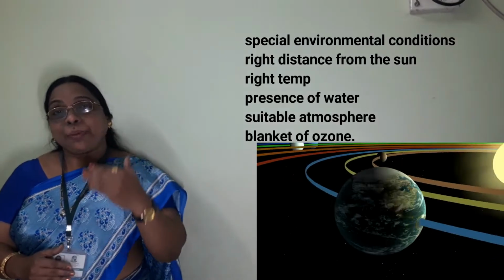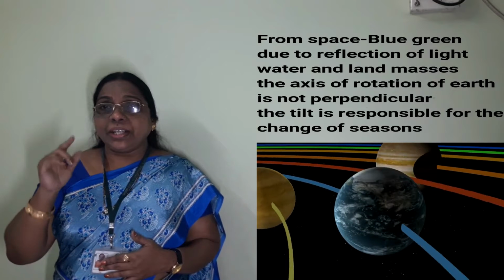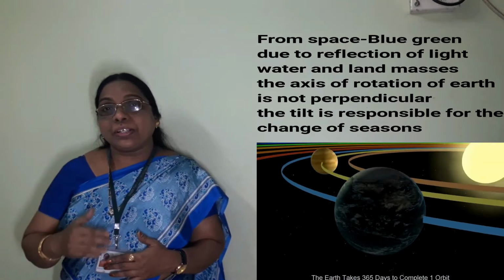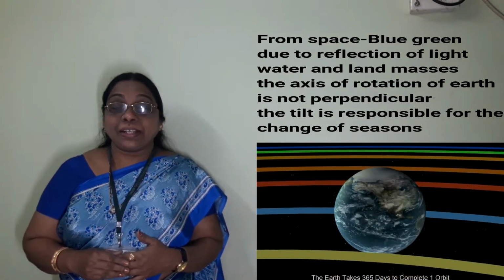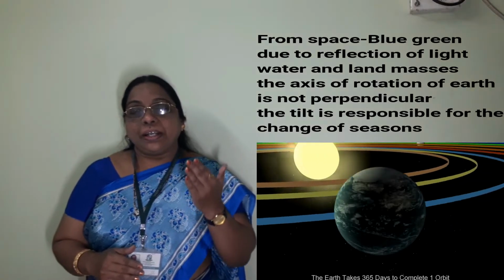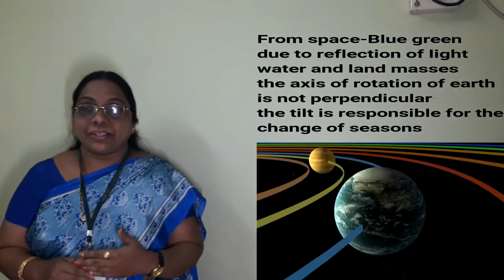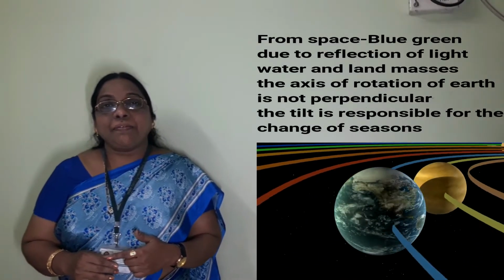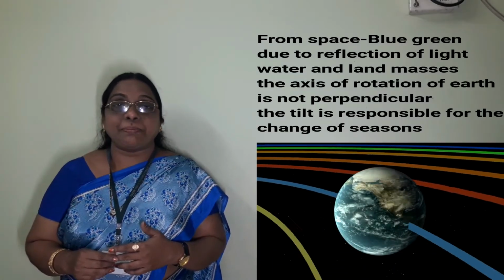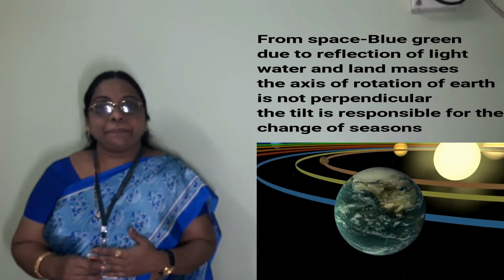Okay. From space, the Earth appears blue-green in color. What makes the Earth appear blue-green? It is due to the reflection of light from the water and the land masses. Because of that reflection, if you look at the Earth from space, it appears blue-green in color.